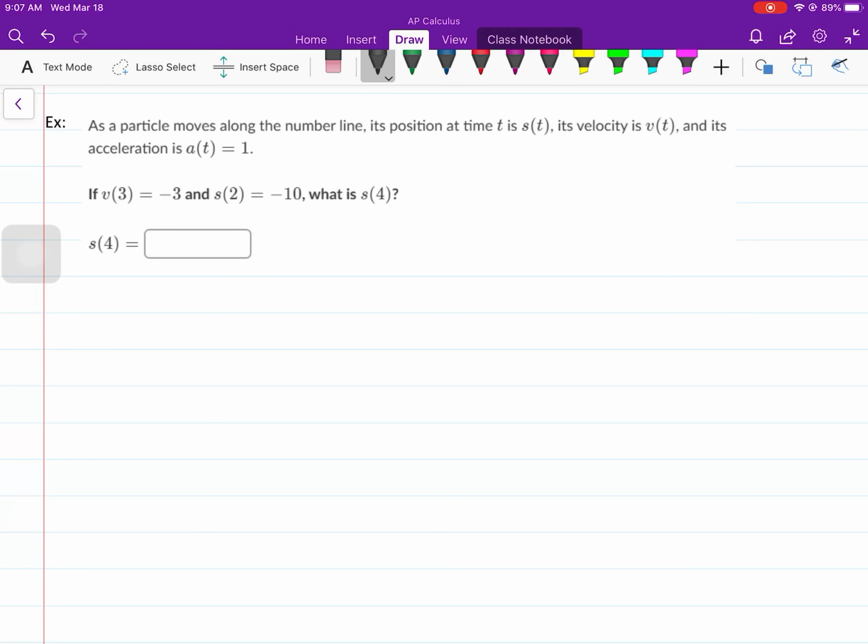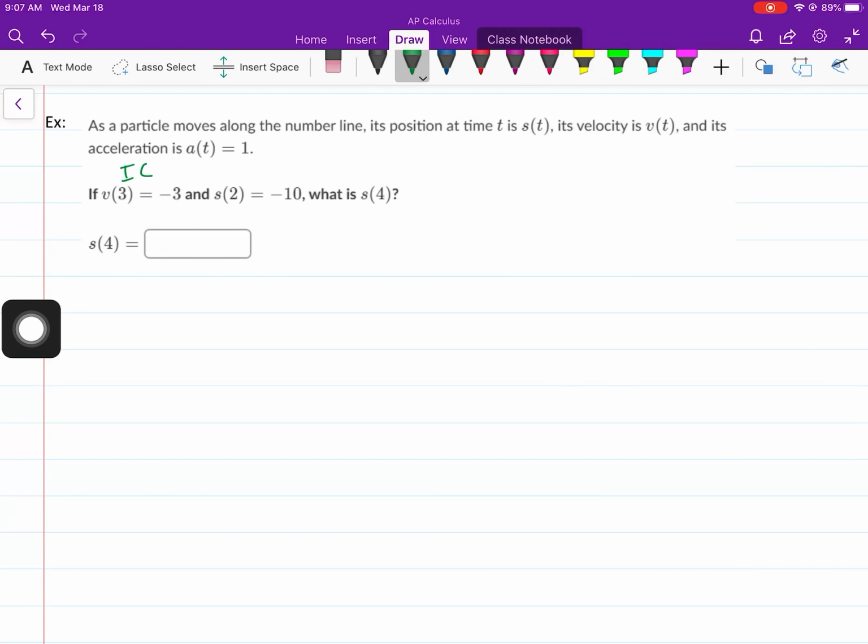All right, guys, so here's an example problem where we have to integrate. It does take a lot of work, but it's actually pretty simple. The idea is pretty simple. So if we look at it, we have that a particle moves along a line. Its position is s of t, its velocity is v of t, and its acceleration, they actually give us the function a of t equals 1.